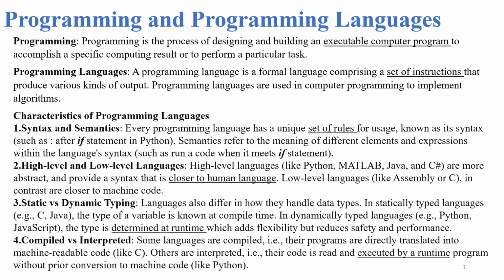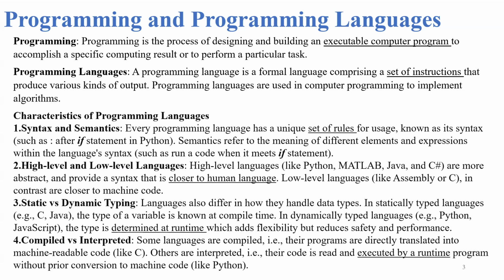High versus low level languages. So high level languages such as Python, MATLAB, Java are more abstract and provide syntax that is closer to human language, and that's why they are very easy to get started with. However, low level languages such as C are close to machine code, and that's why they are sometimes difficult to get started with.